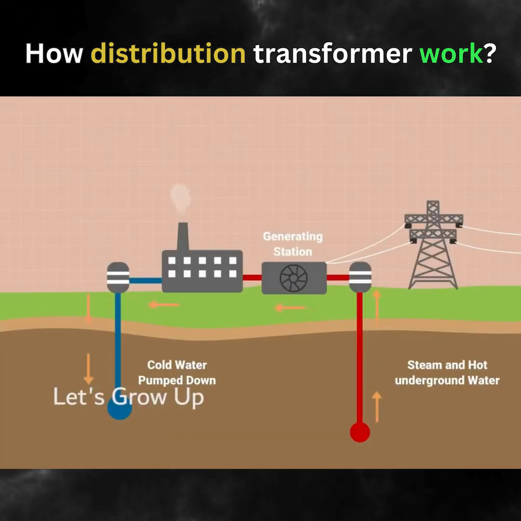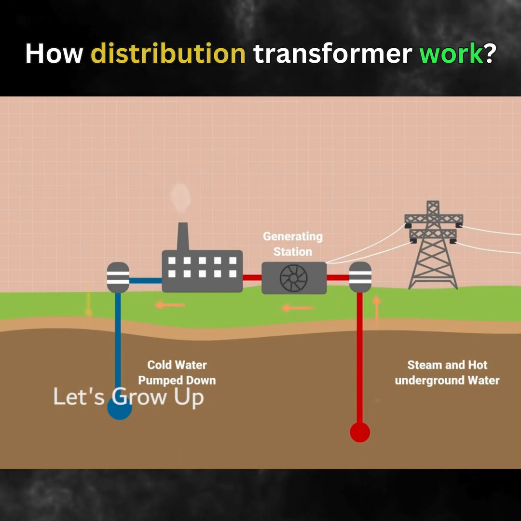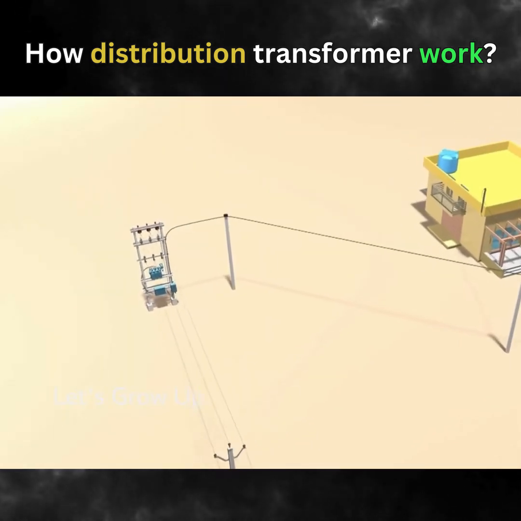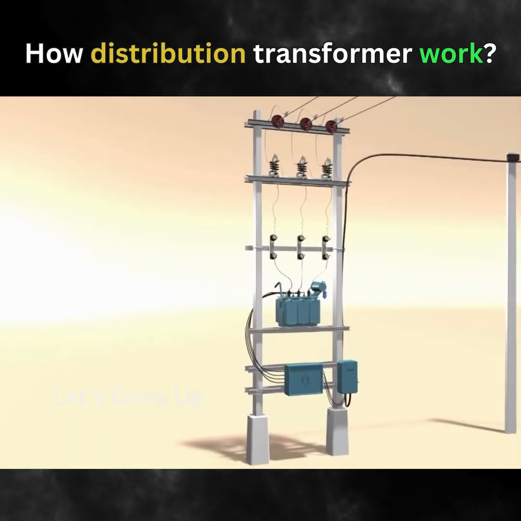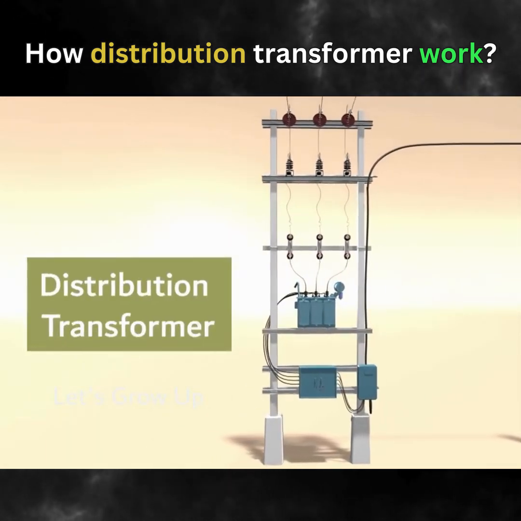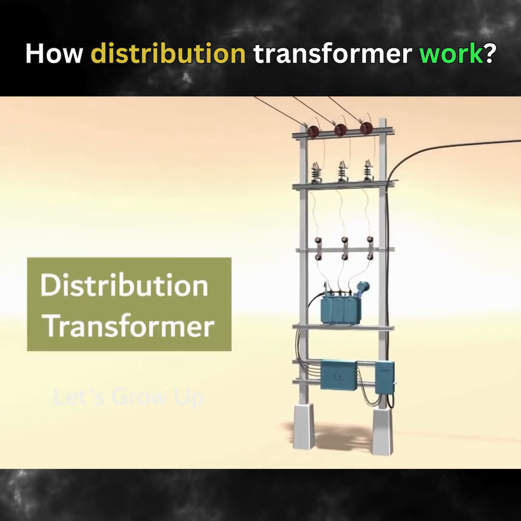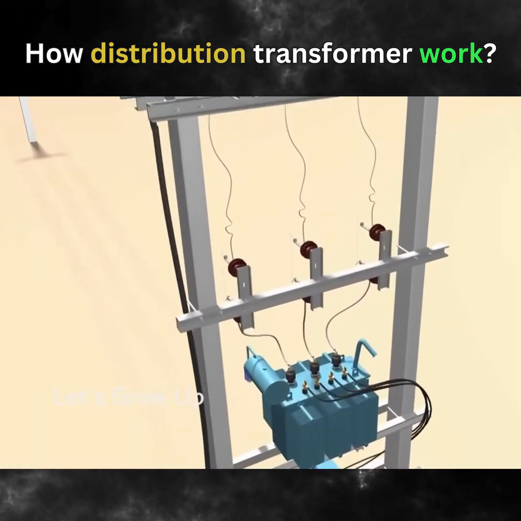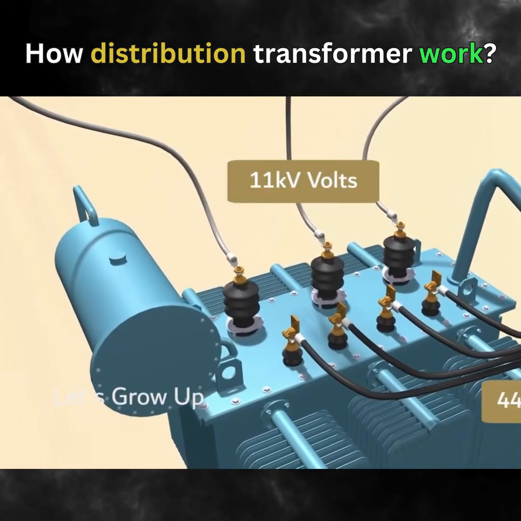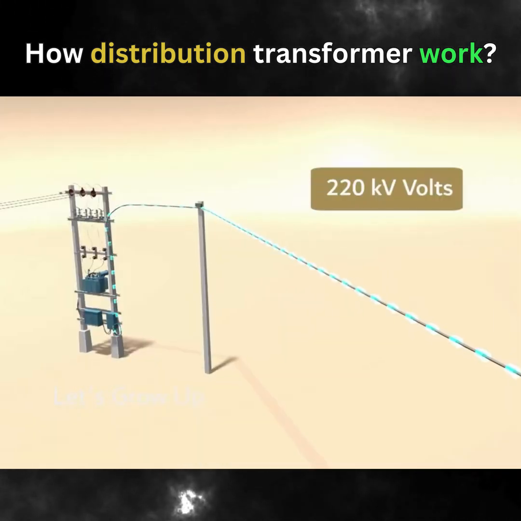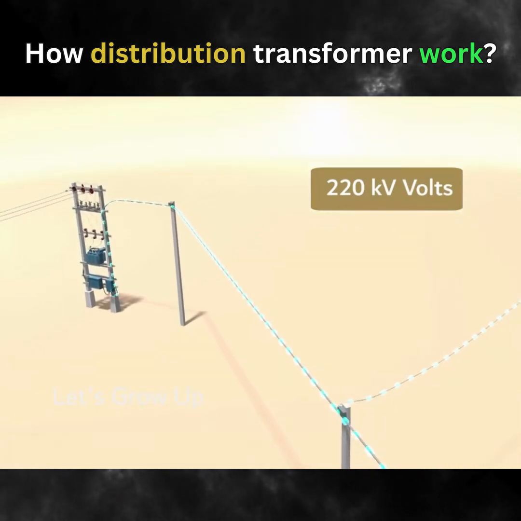However, this electricity is typically produced at high voltage, which is not suitable for direct use in our homes or offices. To make this electricity usable for consumers, step-down or distribution transformers are employed. These transformers play a crucial role in reducing the voltage of electricity from the high levels generated to lower voltages that are safe and practical for everyday use.